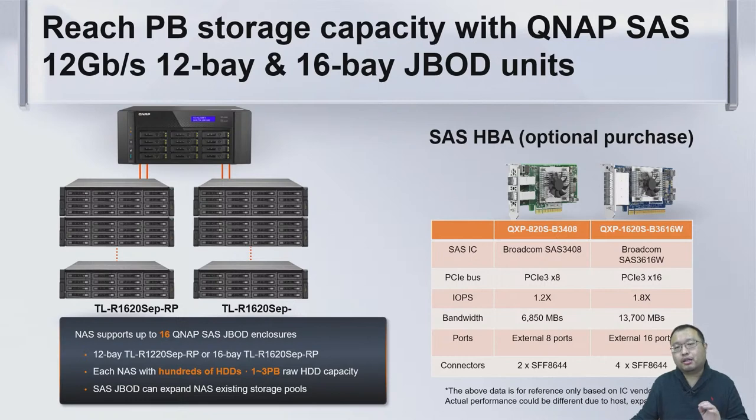Another benefit of using the TL SAS JBOD is that it can expand the NAS's existing storage pool to expand the capacity. When you use the other types, you have to create an additional storage pool on the JBOD itself. But with this JBOD, you can expand it. Because the NAS itself does not have a SAS port, you need to purchase the optional QNAP SAS HBA to be installed on the NAS to provide the SAS connectivity. We provide different speeds of SAS HBA for you to choose.